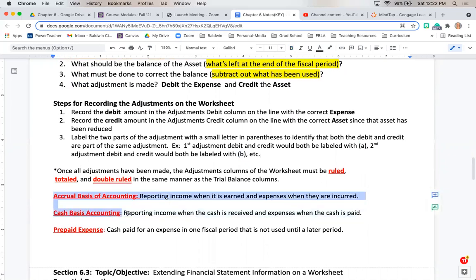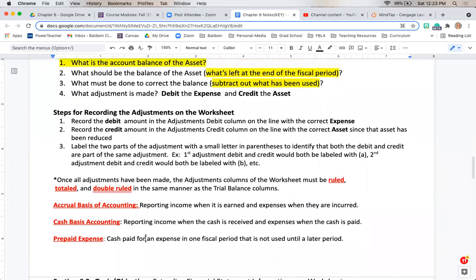Just some terminology down here. Accrual basis of accounting is when we report income when it is earned and expenses when they are incurred. Cash basis accounting is reporting income when the cash is finally received and expenses when the cash is paid. So two different types. One is when it happens, one is when physical cash is present. And then a prepaid expense is just cash paid for an expense in that period, although it is not used until a later date.